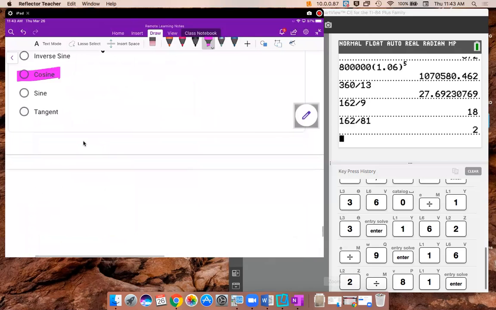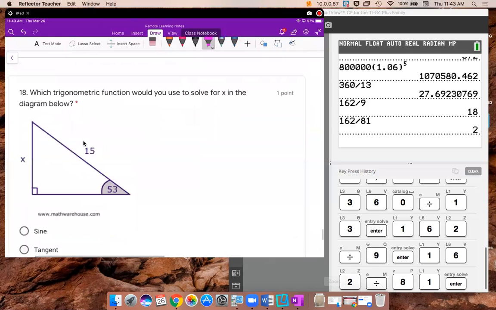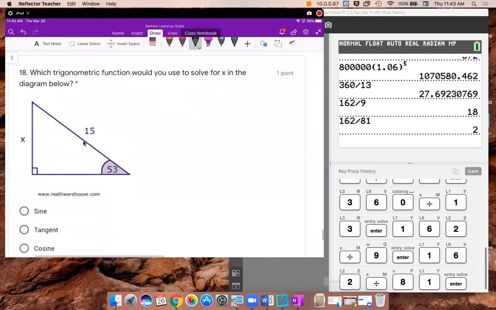And then last question, same thing. I have 53 as the angle that we're working with down here. This side is the opposite, and this side is your hypotenuse. So if we go back to SOHCAHTOA, the function that has opposite and hypotenuse with it is sine, so your answer to this one should have been sine.